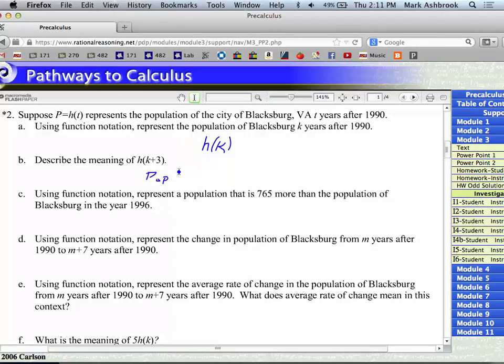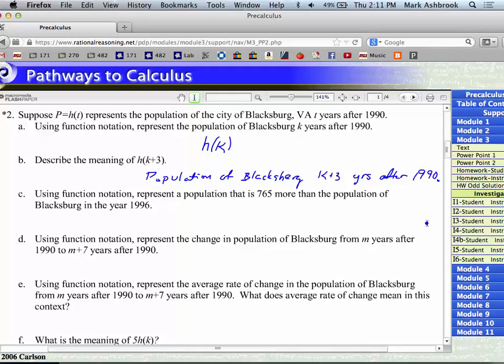Which population is it? Population of Blacksburg, right? But that's changing, right? So in what year? After K years plus 3 years. Could you say K years after 1993? Okay, we're getting there. How about K plus 3 years after 1990? All right, Nina's got a different way.